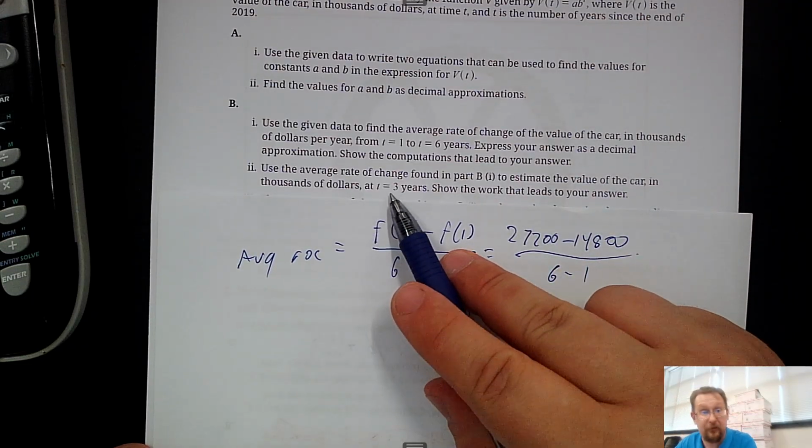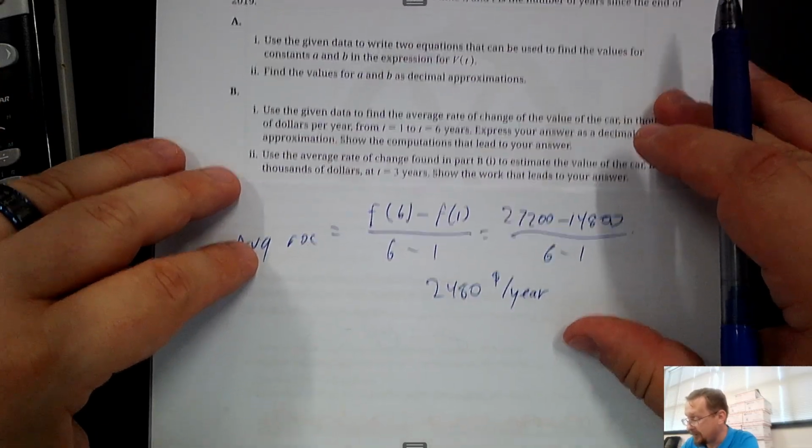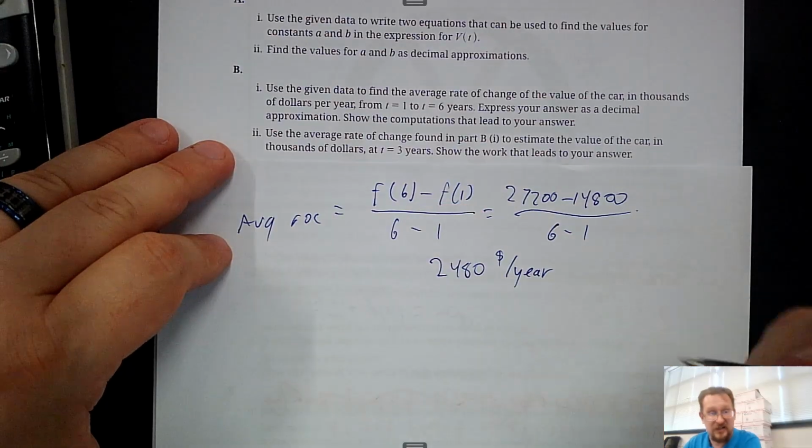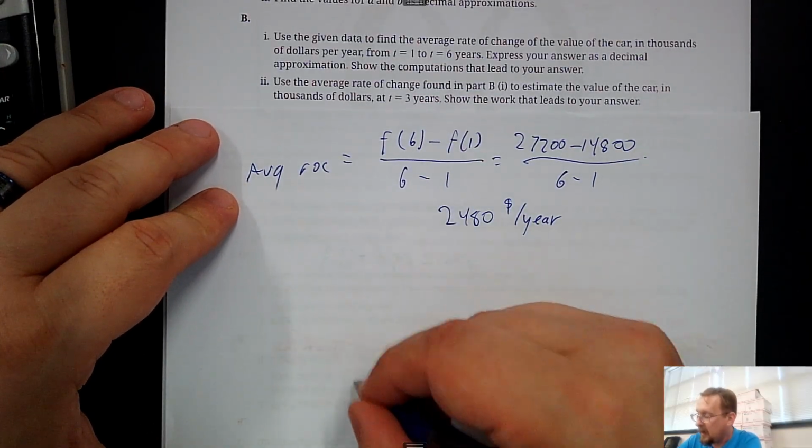Use the average rate of change found in part BI to estimate the value of the car at time 3 years, okay? So what I'm going to do is I'm going to imagine, I don't really actually know how to do this, so I'm going to guess. I'm not guessing.